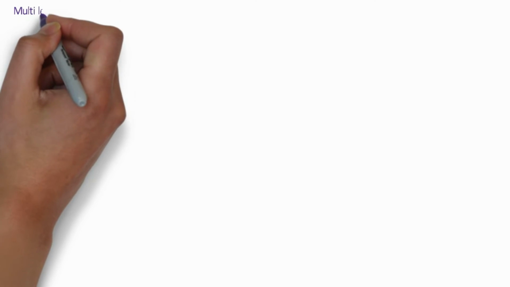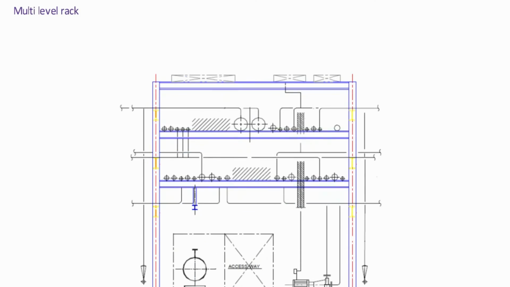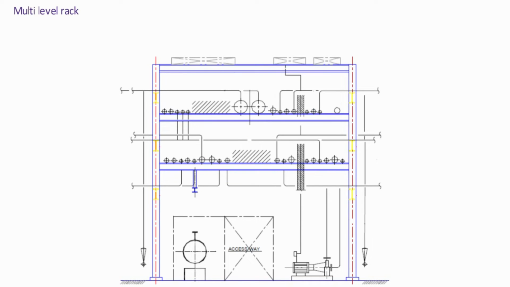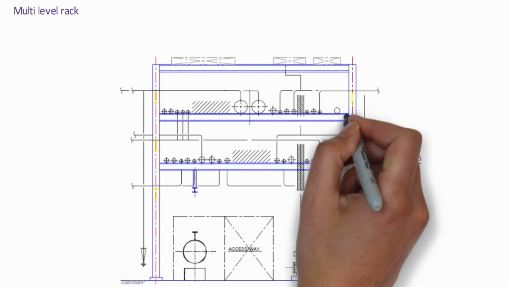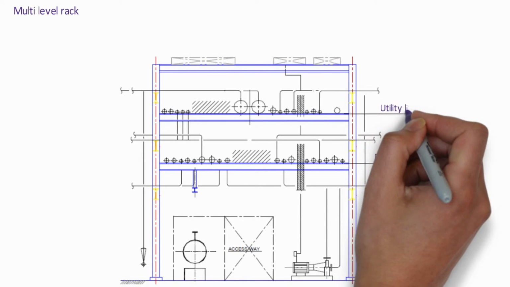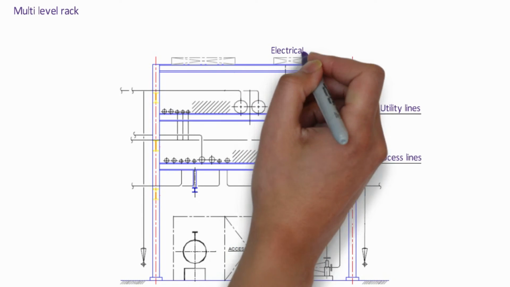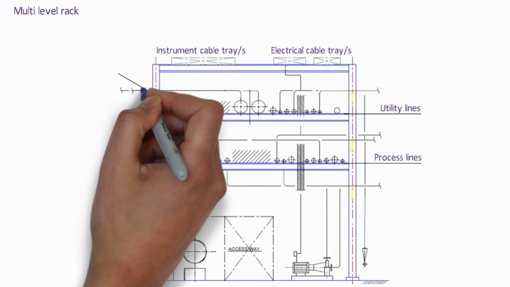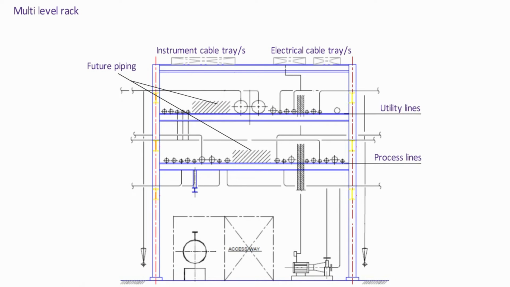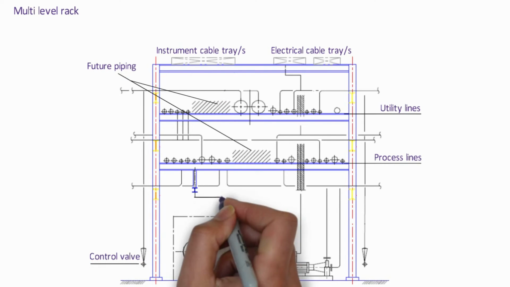Let's see multi-level pipe rack. Various factors shall be considered while locating each line's valve and instrument in the pipe rack. In standard process unit pipe rack, process lines are located on the lower level, utility lines are on next level, and separate top level is arranged for electrical and instrument cable trays. We have to consider future spacing 20% as we have discussed earlier.